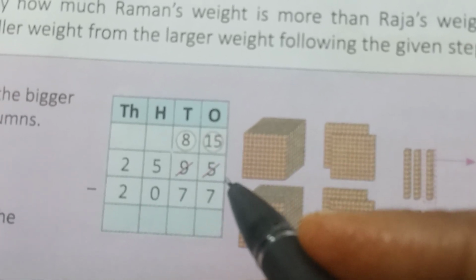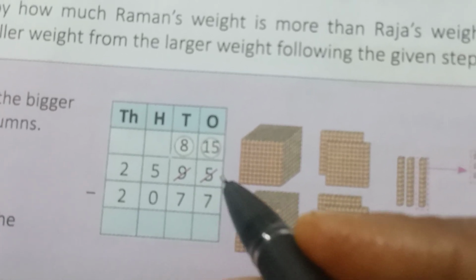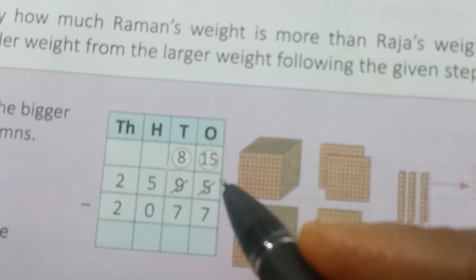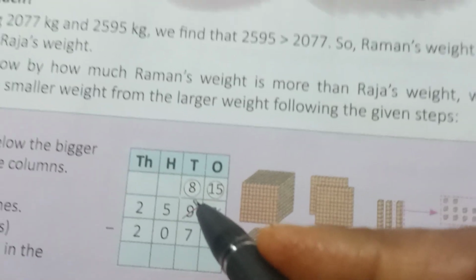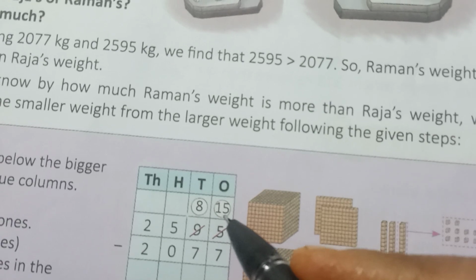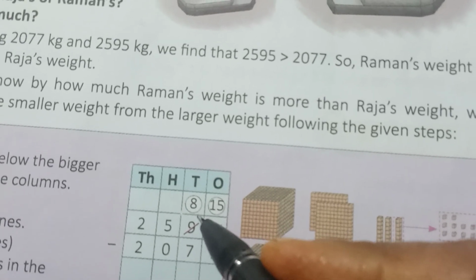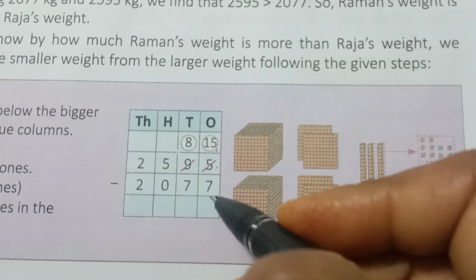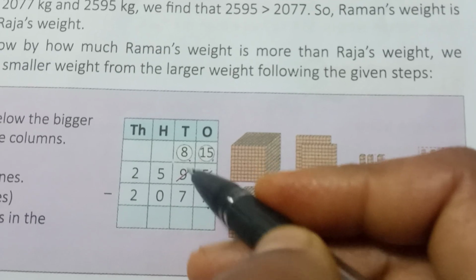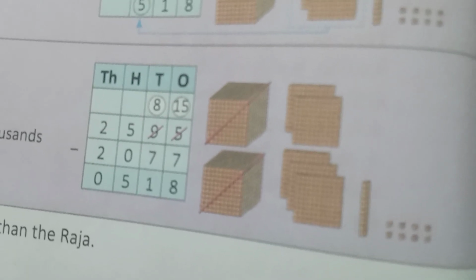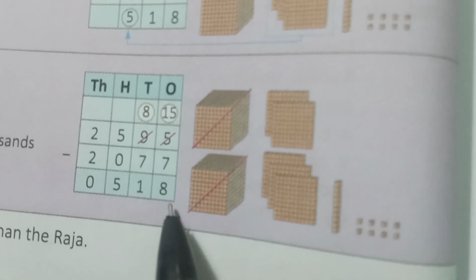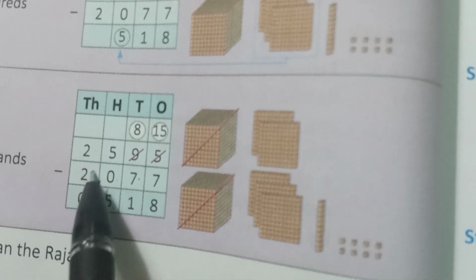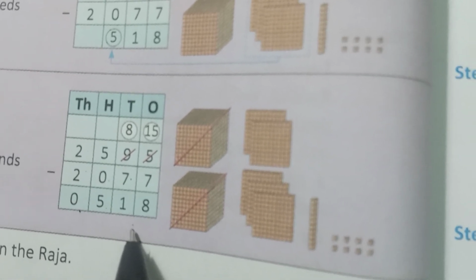So under the ones column children, you have to subtract 7 from this 5. It's not possible because 5 is smaller than 7. So we need to regroup. So this tens will regroup to the ones column. 9 becomes 8 and here 10 will come here. So 5 becomes 15. Now 15 minus 7 you will do, and under the tens column 8 minus 7 we will do. So children, finally 15 minus 7 is your 8, 8 minus 7 is your 1, 5 minus 0 is your 5 and 2 minus 2 is your 0. So our answer is 518.